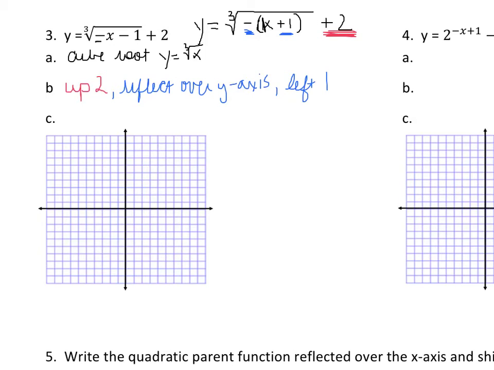All right, now when we do this, we always have to start with our reflections. So we're going to have to reflect it over the y-axis and then move it left 1 and then move it up 2. So let's go ahead and draw our t-chart for cube root. So if you need to grab your pink notes, go ahead and pause the video to get them out and fill in your table.